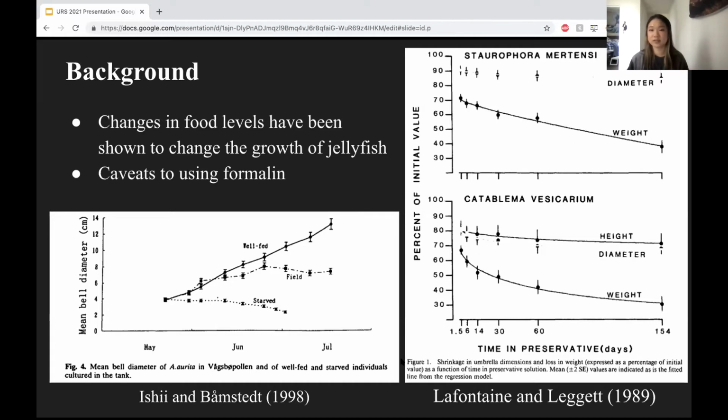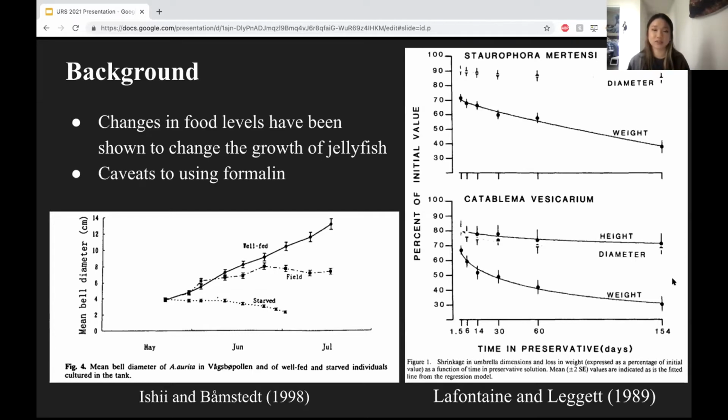And then, we talked earlier about why we use formalin and why we're using that correction factor: there are a lot of caveats with formalin. It's really great because it's very well known, everyone uses it, and it's widely available. However, it does cause changes in the volume of the jellyfish. So you can see there's a decrease in the height, diameter, and the weight.